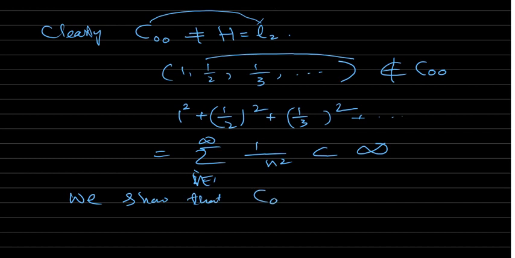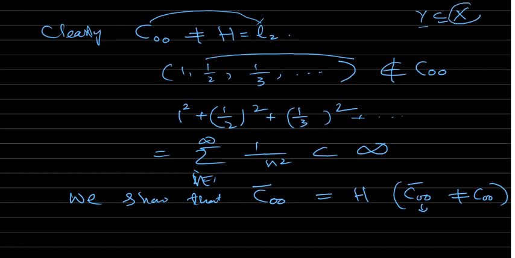And we'll see that we show that C00 closure is equal to H. Its closure is H. That means this C00 closure is not equal to C00. It is not equal to C00. So what does this mean? C00 is not a closed subset of L2. L2 is a Hilbert space, L2 is a complete space. So that means C00 is not a Hilbert space, it's not complete. Because if you have a complete space and Y is its subspace, then Y is complete if and only if Y is closed.